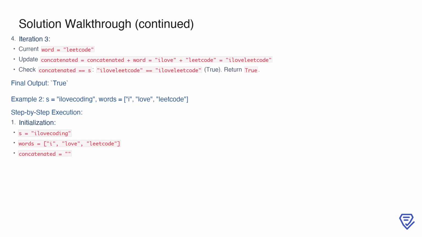For the next example, we initialize s as "I love coding" and words as "I", "love", "LeetCode". Like before, we set concatenated to an empty string to start building the prefix. In the first iteration, the current word is "I", and appending this to concatenated results in "I".